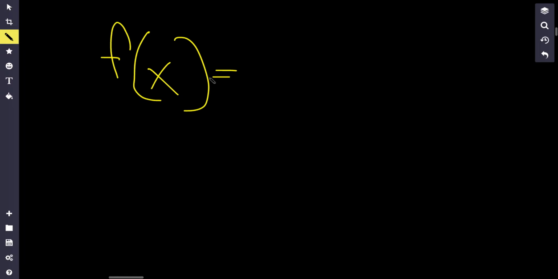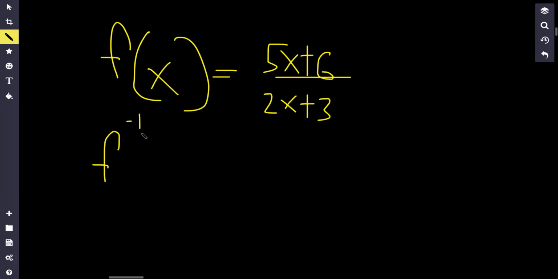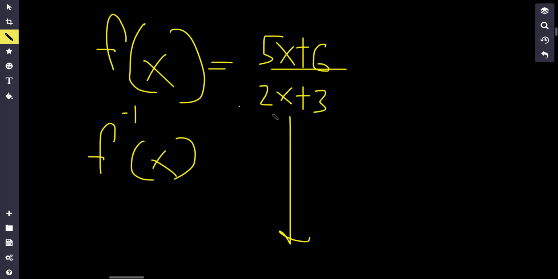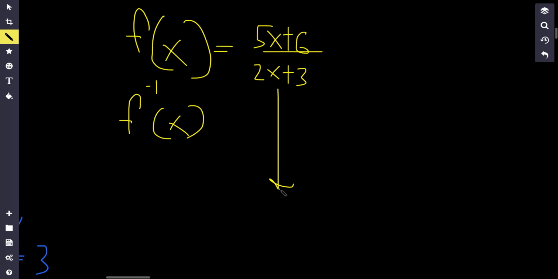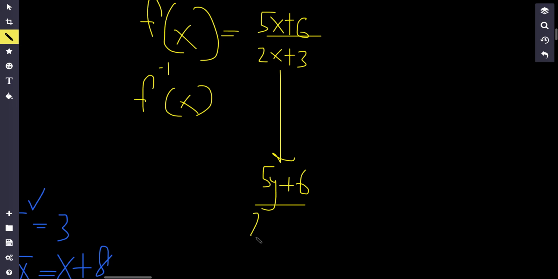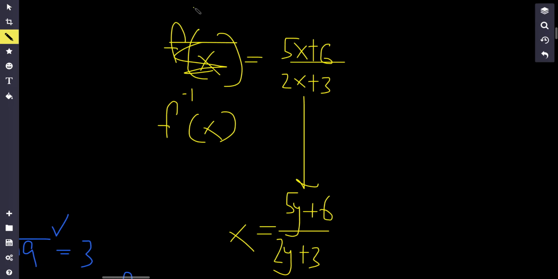Let's actually do another inverse problem. Let's say I have f of x is equal to 5x plus 6 divided by 2x plus 3, and let's say I want to find the inverse of this function. Remember what we do. Your first step is to swap the x and the y values. So all the x's become y's. So I get 5x plus 6 divided by 2y plus 3. And all the y's become an x. So f of x is the same thing as y, basically. So all the y's become an x.